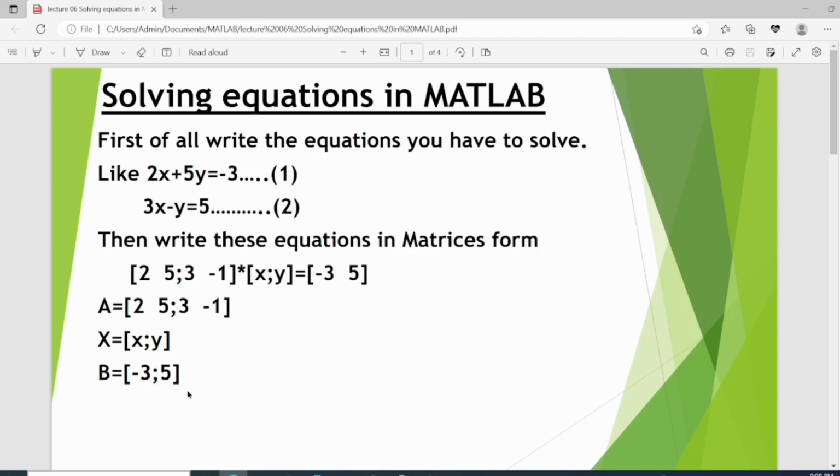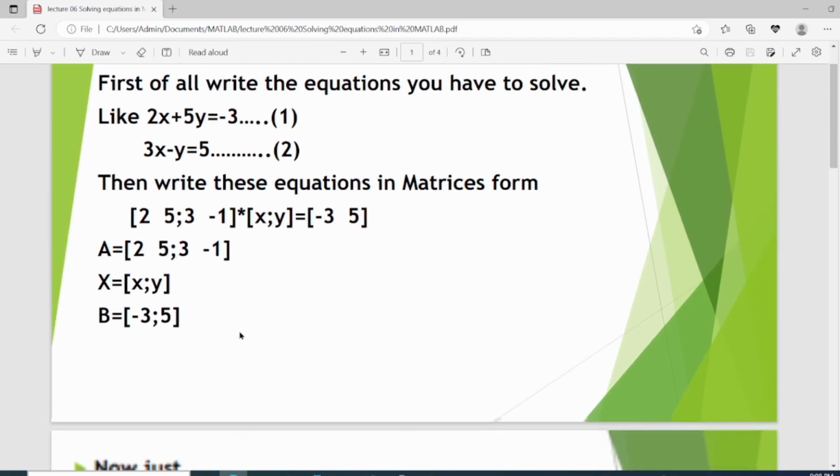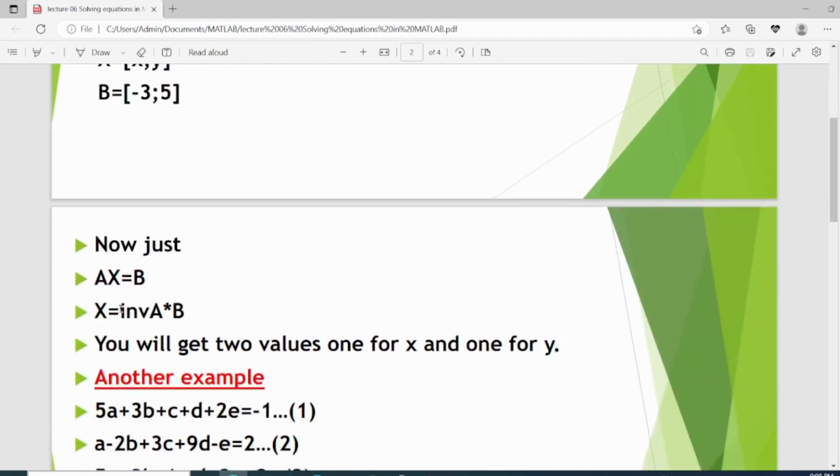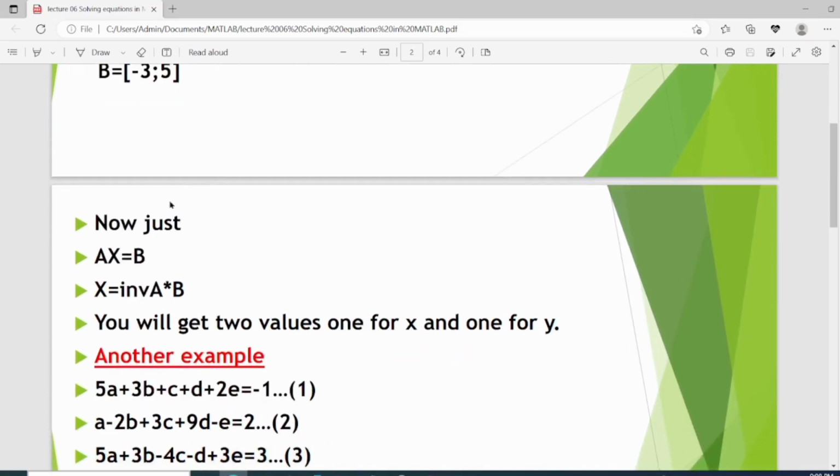Mistakenly it is not here, but there should be a semicolon between minus 3 and 5 so that the 5 converts into the next row. It means minus 3 is in the first row and 5 in the second row. After naming these matrices, you can solve by AX equal to B, and then X is equal to the inverse of A times B. These matrices are solved by inversion, not by division, because matrices can't be divided directly. So you will get two values, one for x and another for y.